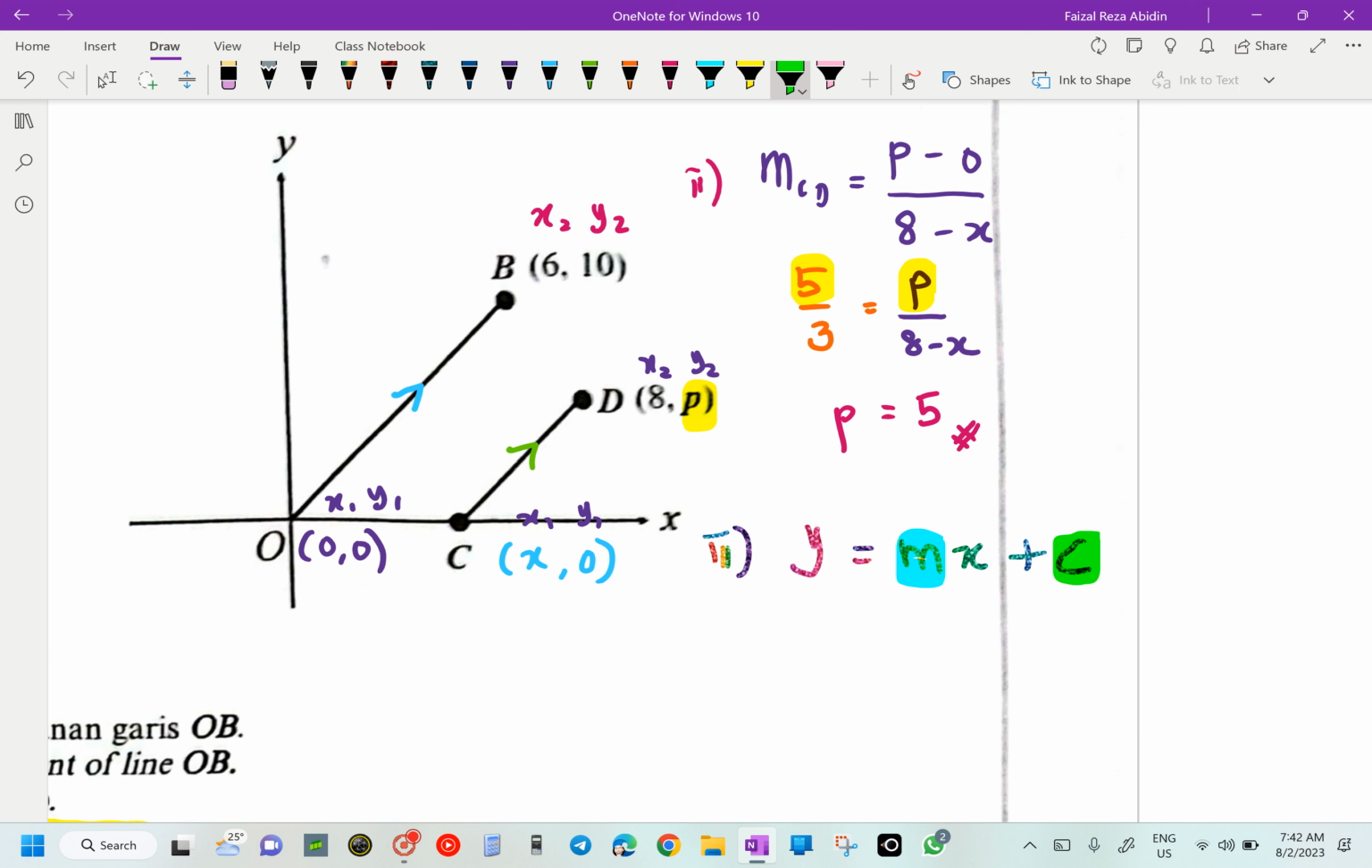Can? Did we have our gradient? Kita ada gradient tak? Ada. 5 over 3, isn't it? So what are we going to find now? We are going to find the value for our y-intercept. Am I right? So, by using our coordinate D, we have already 8, 5. By substituting, this is going to be x, this is going to be y. So I'm going to get y here is 5 equals gradient here, 5 over 3, x here will be 8, and we are going to find our c.